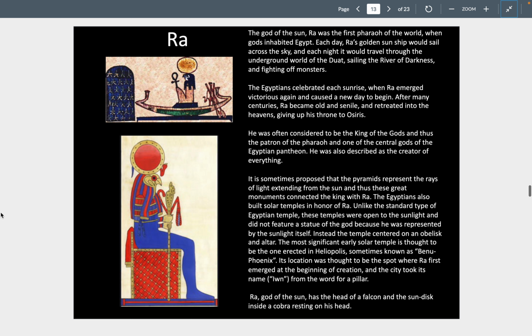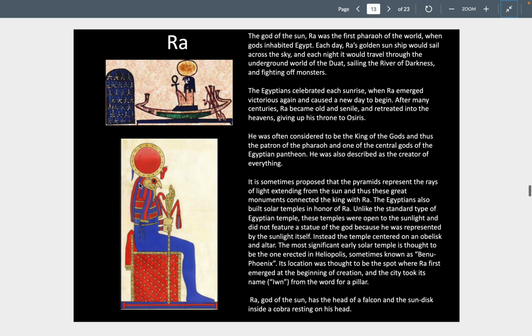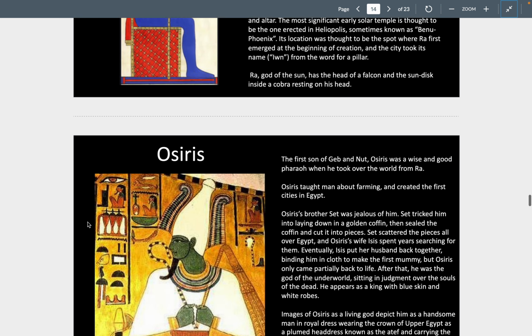So Ra, the sun god, has the head of a falcon and the sun disk inside of a cobra resting on his head. So sun disk and a cobra, and then head of a falcon. That is the father of the gods.